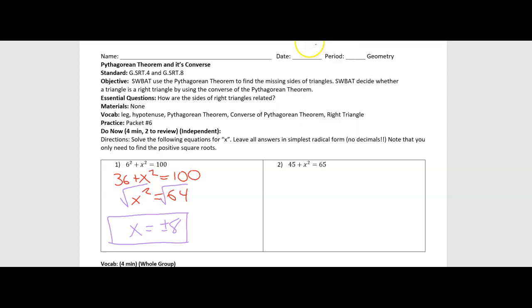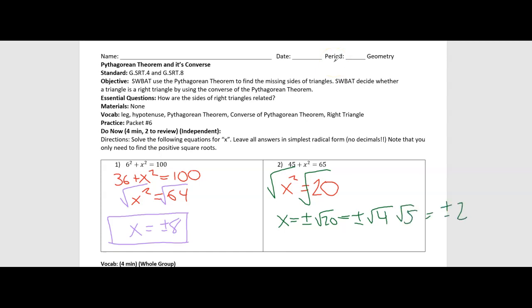Number 2, I'm going to have x squared is equal to 20 when I subtract 45 from both sides. If I take the square root of both sides, this doesn't come out as nice, right? I'm going to get x is equal to plus or minus the square root of 20, which I can break down into plus or minus the square root of 4 times the square root of 5, which is equal to plus or minus 2 times the square root of 5. This is the exact answer.